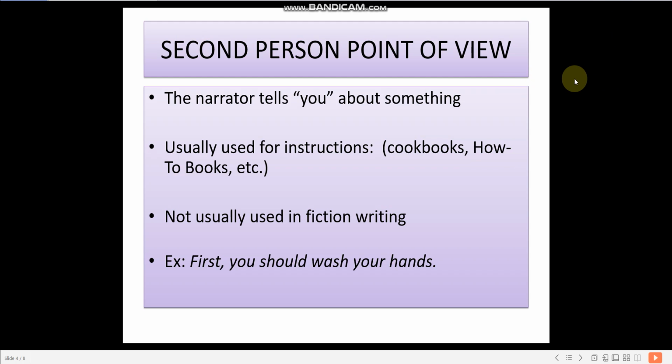In the second person point of view, the narrator tells you about something. So here the narrator is addressing you, the readers. And this is usually used for instructions like in cookbooks or how-to books, etc. It's not usually used in fiction writing. Example, first you should wash your hands. So here it's more like an instruction.